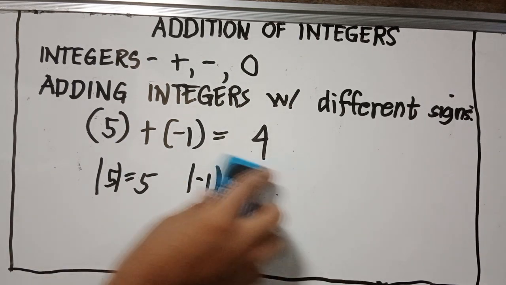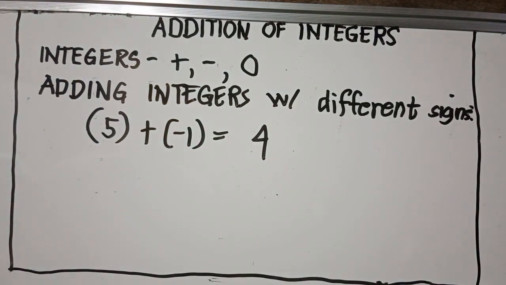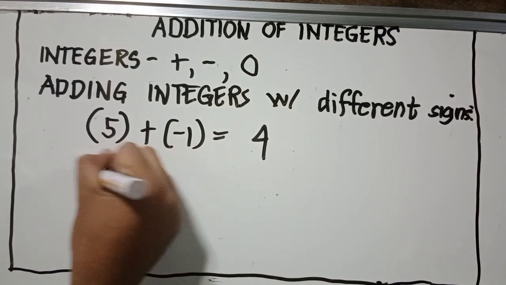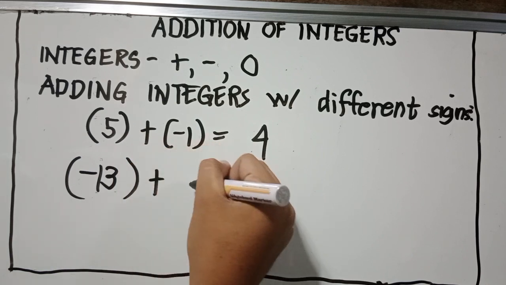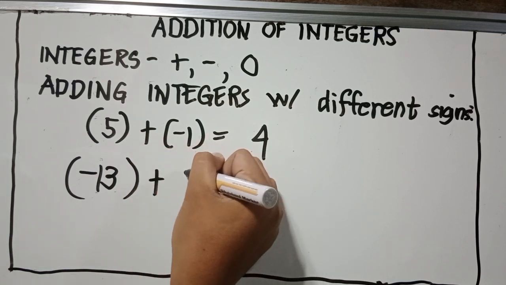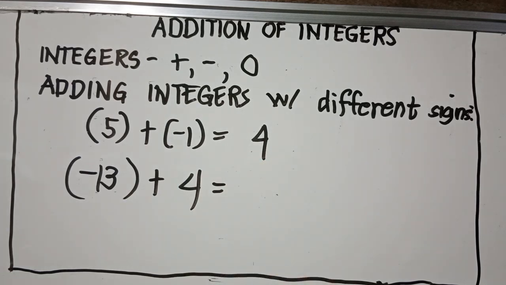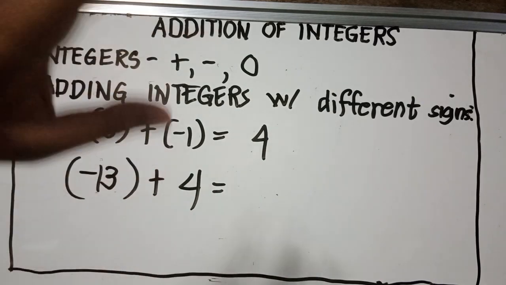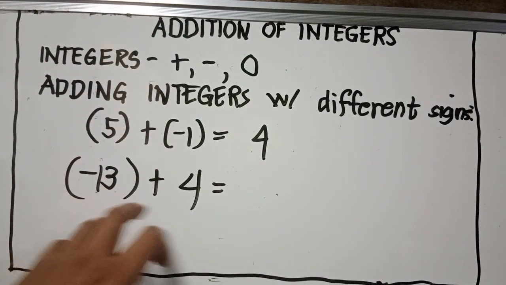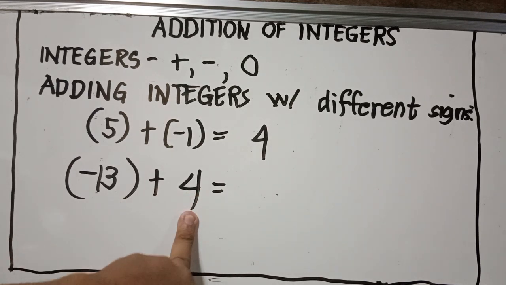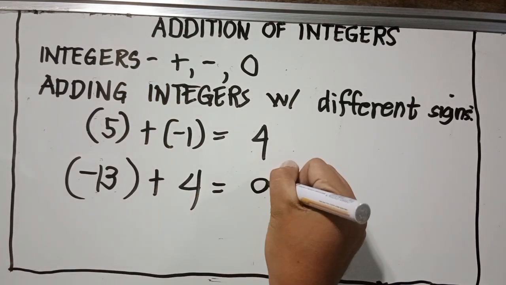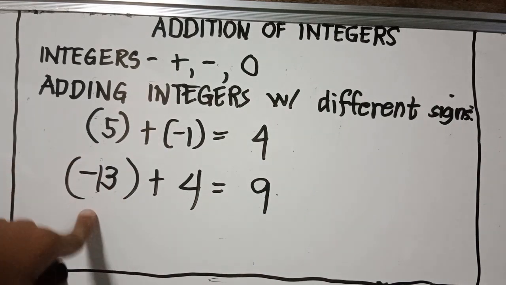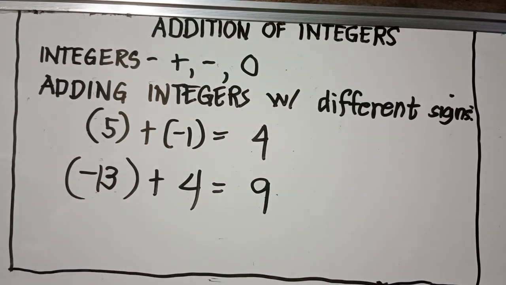Now, another example. Let's say negative 13 plus 4. What's again the first step? You simply subtract the numbers, neglecting the sign first. So that's 13 minus 4. How much is 13 minus 4? That's 9. So you put 9. And then the second step is you affix the sign of the integer that has a greater absolute value.